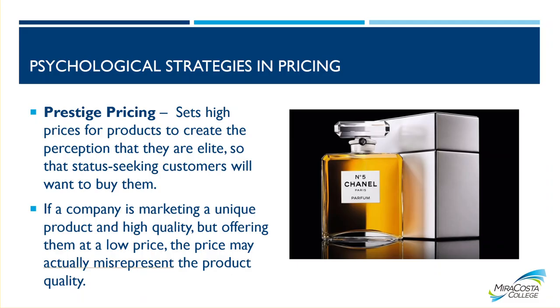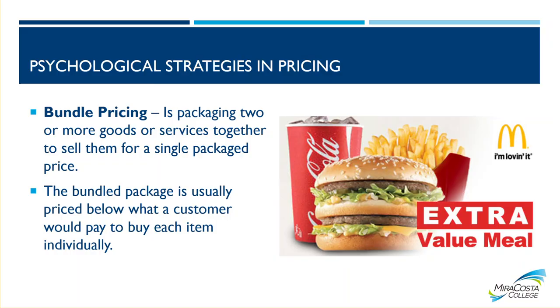Prestige pricing sets high prices for products to create the perception that they are elite, so that status-seeking customers will want to buy them. If a company is marketing a unique, high quality product but offering it at a low price, the price may actually misrepresent the product quality. This is so true. Bundle pricing is packaging two or more goods or services together to sell them for a single packaged price. The bundled package is usually priced below what a customer would pay to buy each item individually. So, a great example is the value meal at McDonald's.